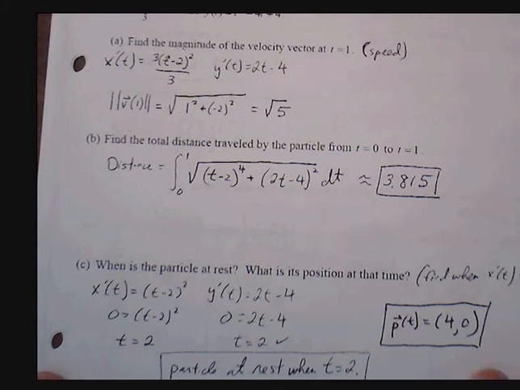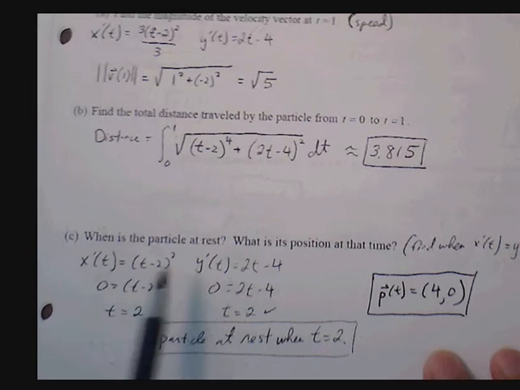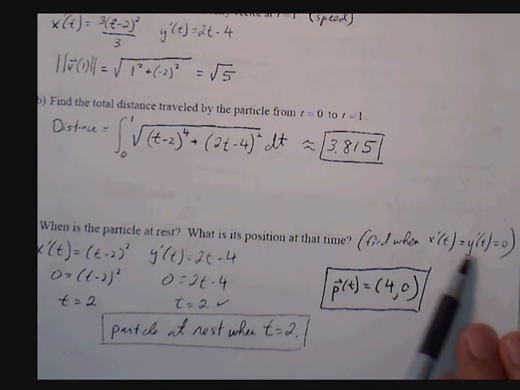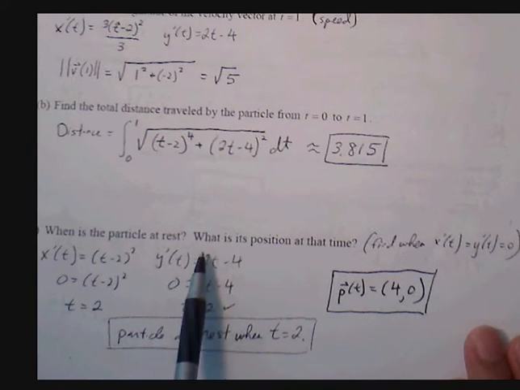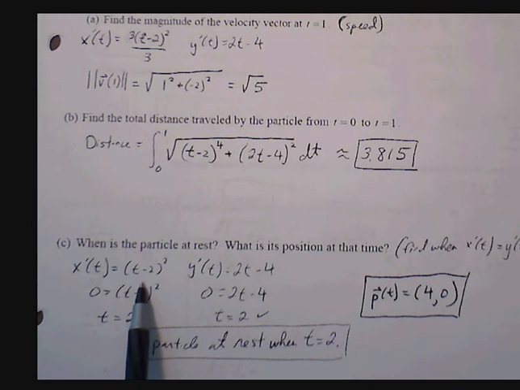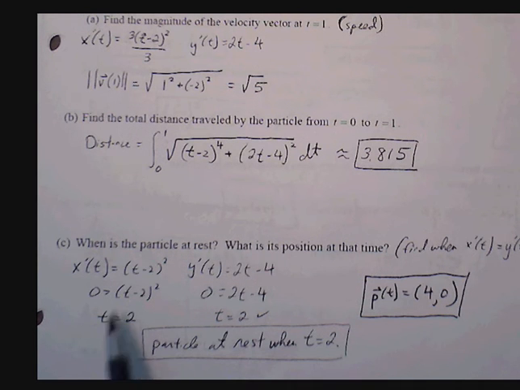Okay, second page. I'm sorry, part C. Part C says, when is the particle at rest? The particle is at rest when x prime and y prime are both equal to 0. When y prime is 0 and x prime is 0. We know what x prime is, from above, (t minus 2) squared. We set that equal to 0, we get t equals 2. Y prime, we set that equal to 0, we also get 2. So the particle is at rest when t equals 2.